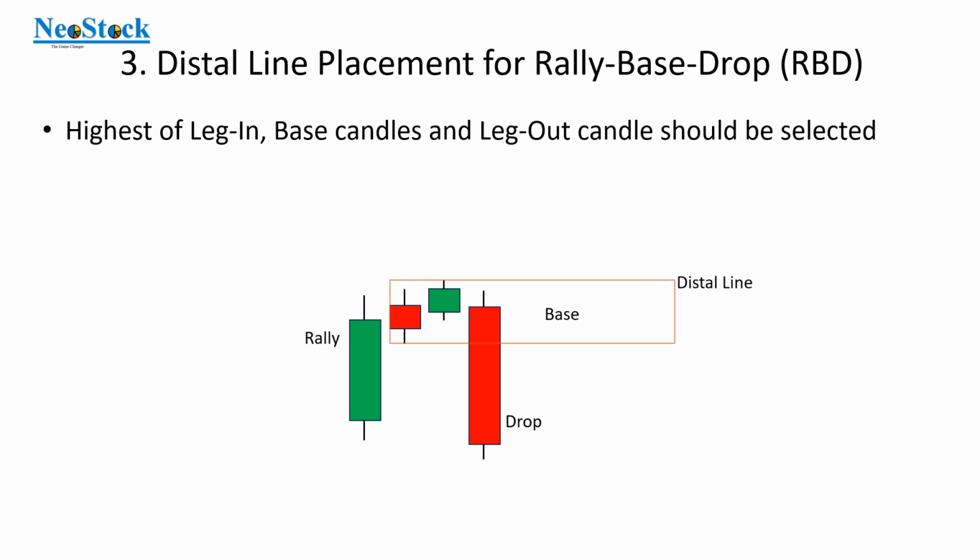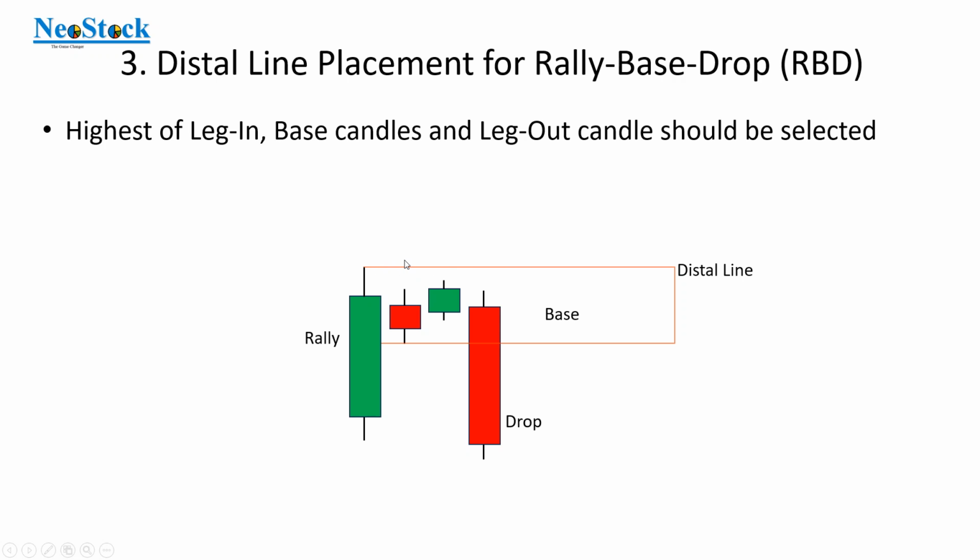Let us look into the second example for the same rally base drop. In this example, let us apply this rule. Among all these three types of candles, which candle is having the highest? Your leg in candle is having the highest. So let us draw our zone. So this is going to be our distal line.